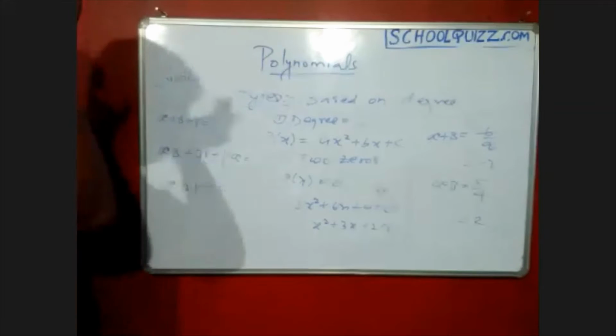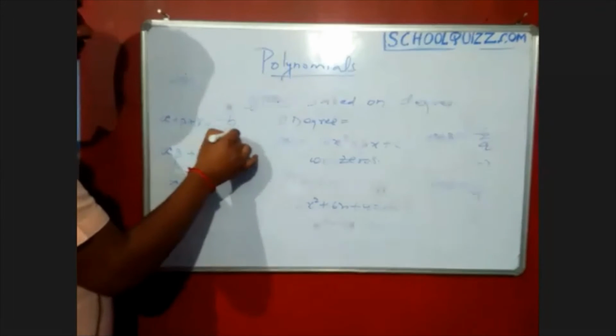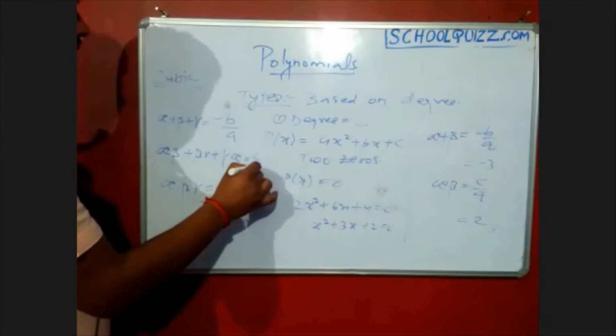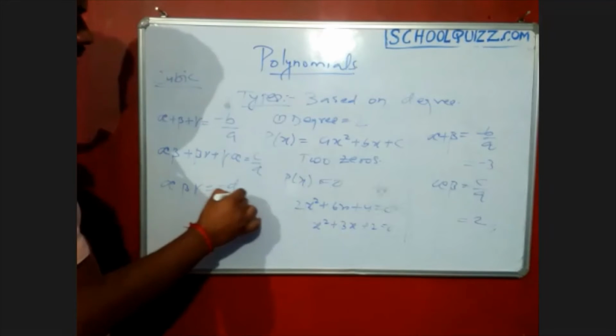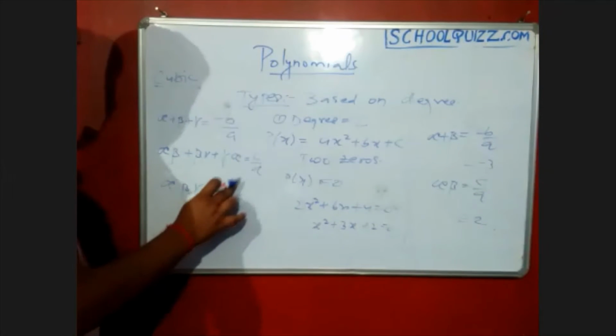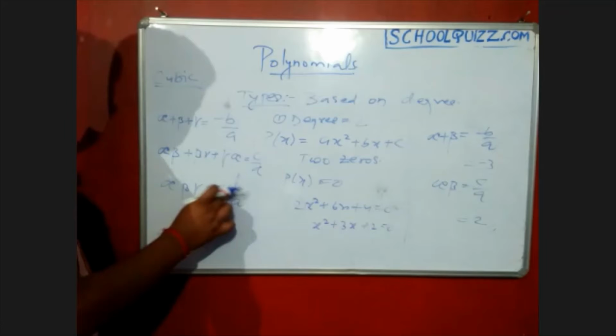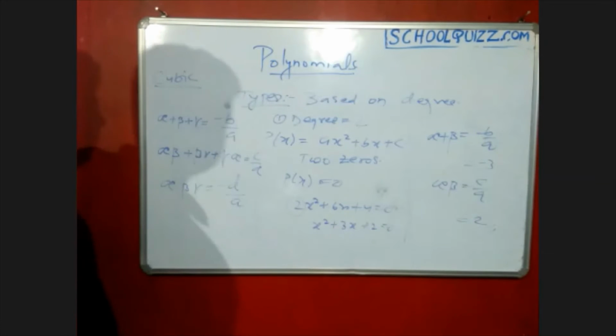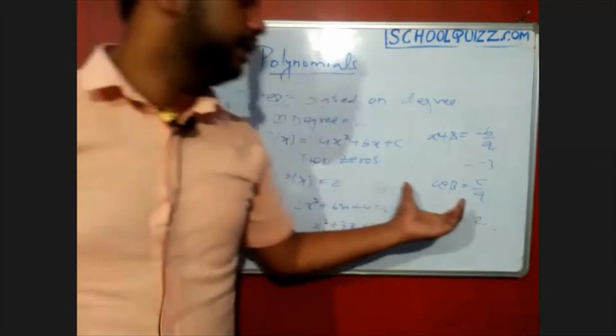So how can we write it? Same, minus b by a, here c by a, and here minus d by a. Okay, so this is the relation between the coefficients and the zeros of the quadratic equations. The quadratic polynomial is this one, and this one.